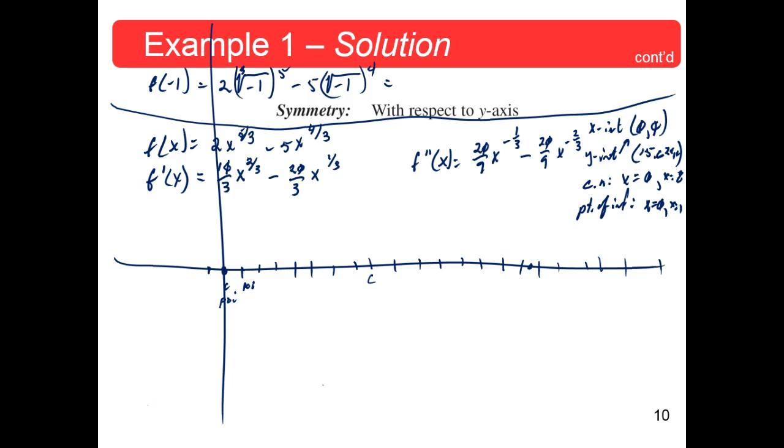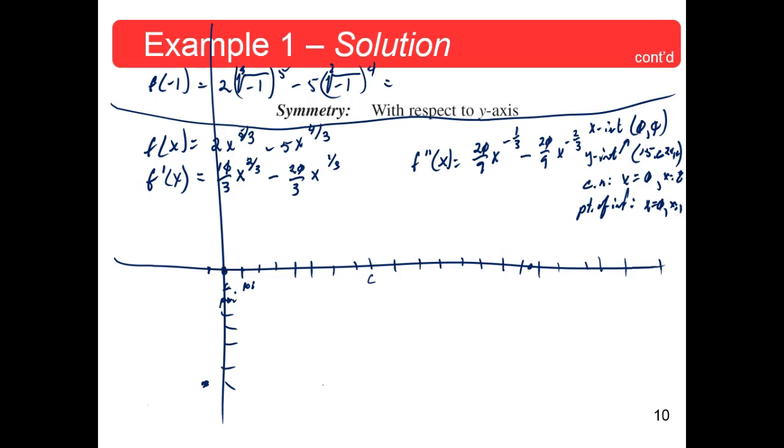Okay? Over there, when you do the cube root of -1, I did put my cube there. Cube root of -1 is going to be -1. To the 4th power is -1 to the 4th power is +1 times -5 is -5. So -2 minus 5 is -7. 1, 2, 3, 4, 5, 6, 7. Okay, so we're down here at -1. We're up there at 0.